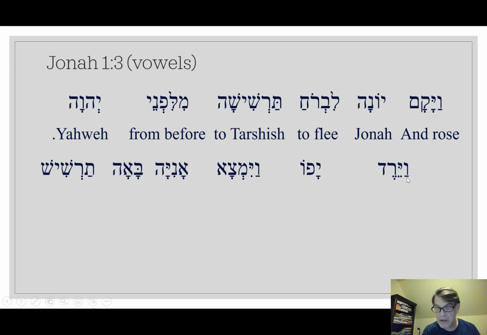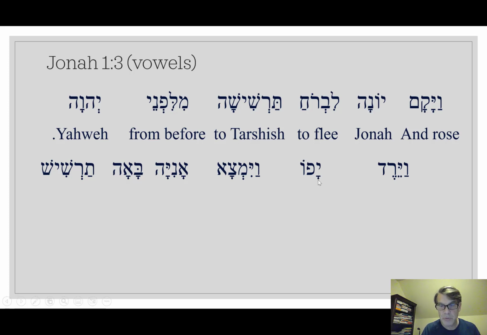On the next line, the vowel under the first letter in the next line, it's a patak. And what is that vav at the beginning of that word? It's the word and. Okay, what's the second vowel here on that word? It's a sere. And then what's this third vowel in this first word? It's a segol. So the sere is a long E, the segol is a normal E. So in terms of how it's transliterated when we're writing it in English, this is vayered is how this first word on the second line is pronounced. Vayered, and he went down is what it means.